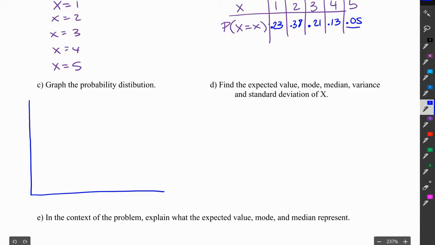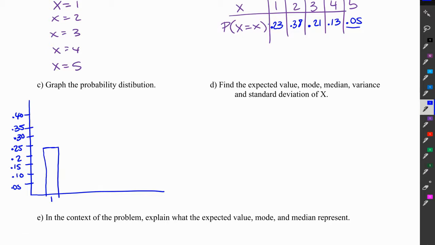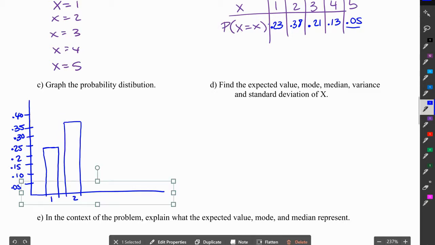So if I look, my lowest is 0.05, so I can go up by 0.05, 0.1, 0.15, 0.2, 0.25, 0.3, 0.35, 0.4. And then we had 1, and 1 is 0.23, so that'll be right about there. 2 is 0.38, so that one's a little bit higher. I'm going to knock this down a little bit. 3 is 0.21.